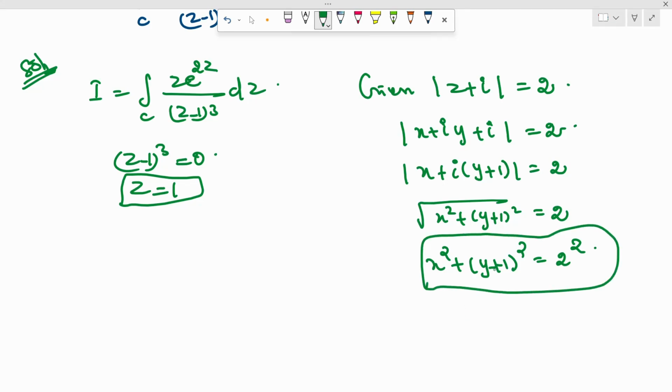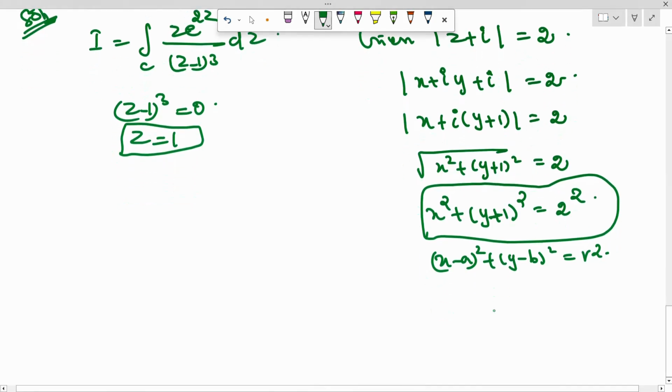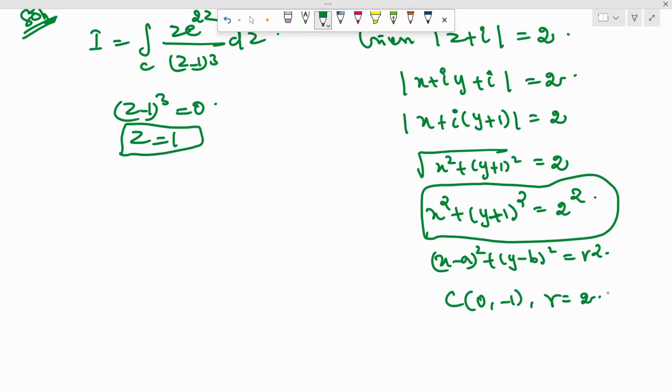The center of the circle is, we know the general equation of a circle, which is (x minus a) whole square plus (y minus b) whole squared is equal to r square. From this we can write the center of the circle is 0 comma minus 1 and the radius will be 2. Now we can draw the diagram.